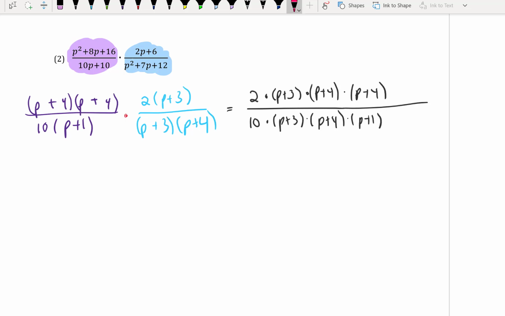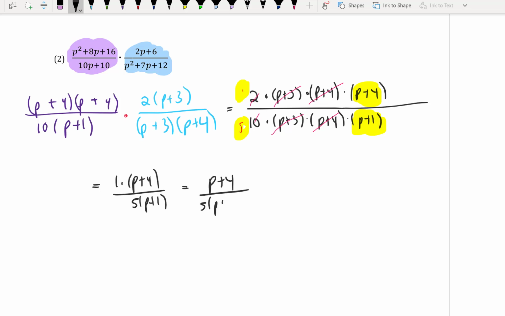So now from here, I start canceling out common factors. The p plus 3 and the p plus 4s cancel, and the 2 and the 10 can reduce to a 1/5. So I end up getting my answer as a 1 times a p plus 4 over my 5 times p plus 1, or better yet, p plus 4 over 5 times p plus 1 as my final answer. So it really is just a lot of factoring and then canceling out.